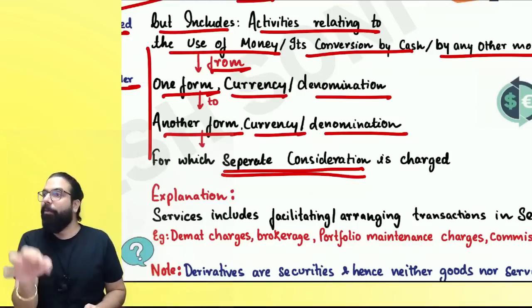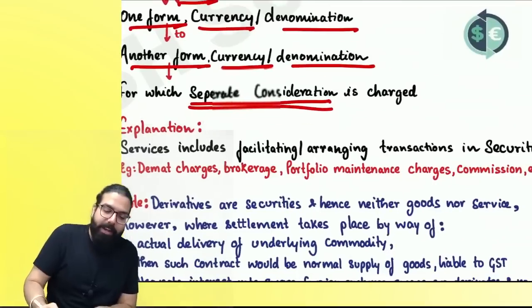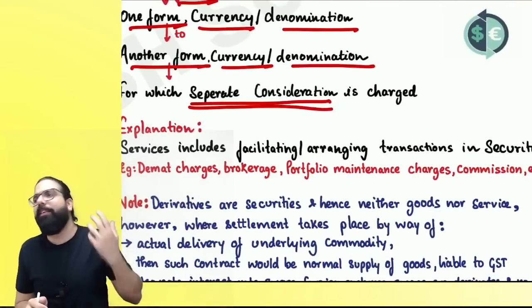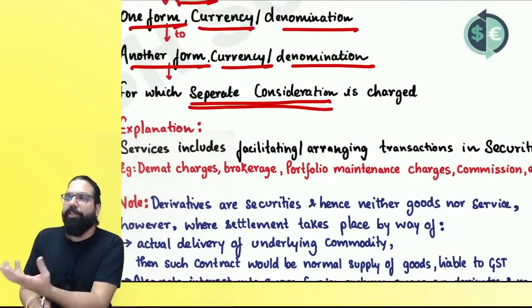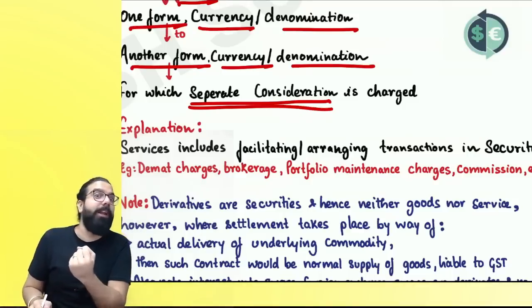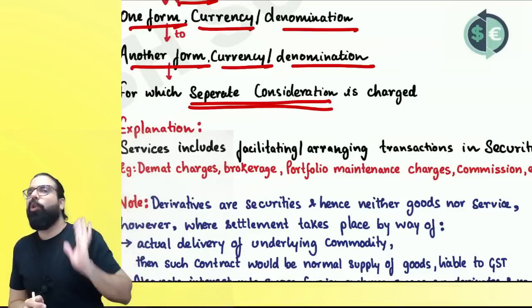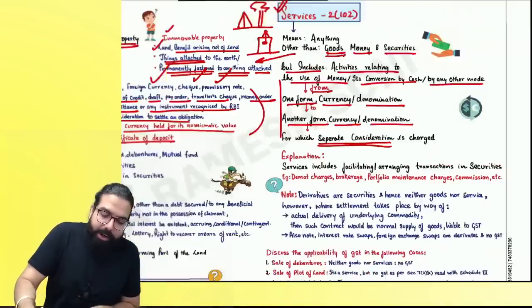Government said, hey, wait, we'll clarify. Government clarified that whenever anyone like Sher Khan, Motilal Oswal, etc. is facilitating someone in buying and selling of shares and charging you demat charges, portfolio management charges, brokerage commission, that is also for a service only. Can we go ahead, everyone? Here we are done with your goods and service.